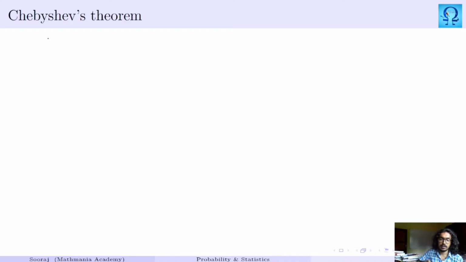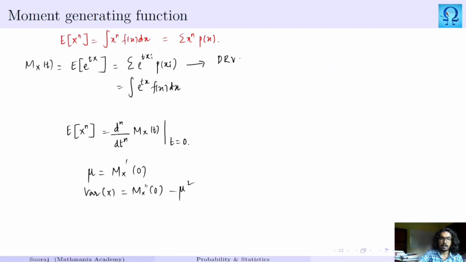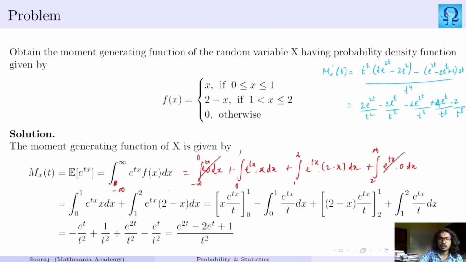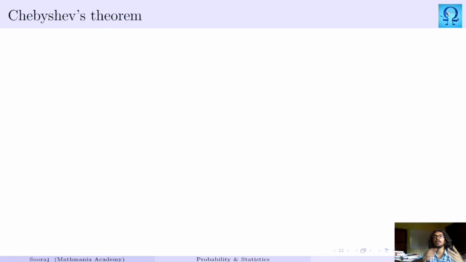The next concept that we are going to see is Chebyshev's theorem. When I was discussing mean and variance, I said that x is the random variable, mu is the average or expected value of the random experiment, and sigma is the standard deviation. So this Chebyshev theorem is going to deal with something of this probability.